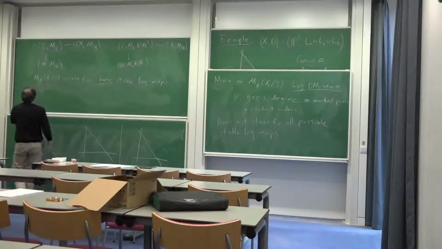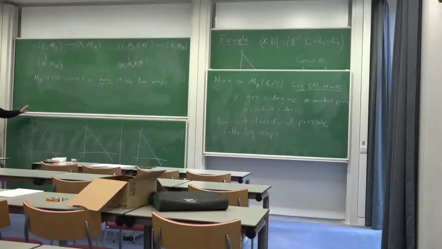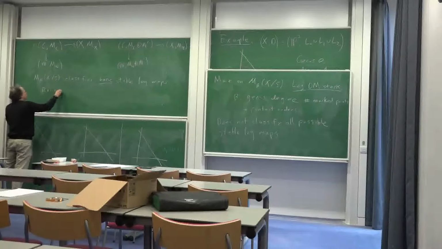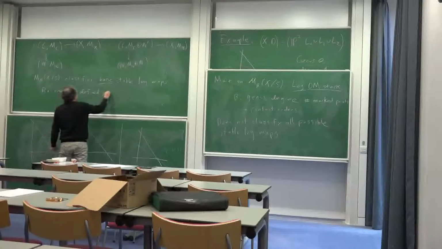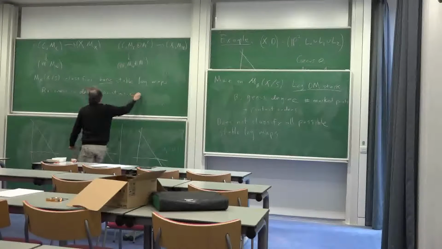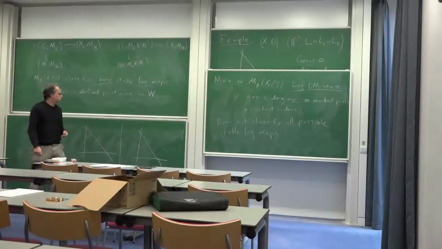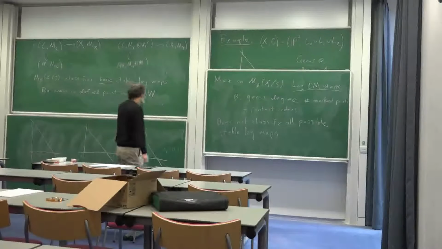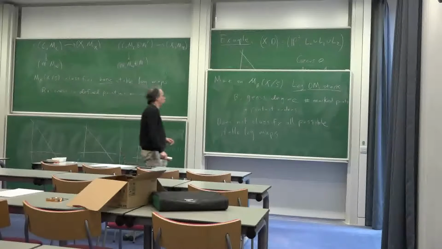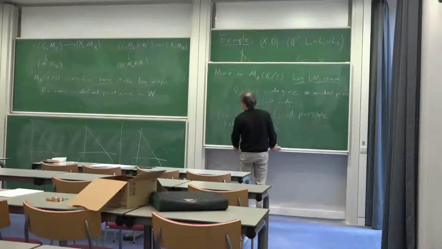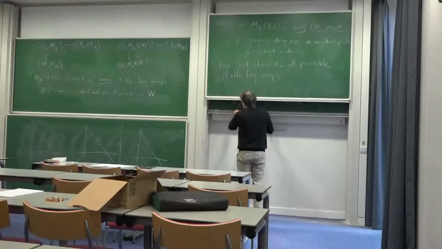So let's fix, I'm going to define, well, almost define, a basic stable log map. So basicness is defined pointwise on the parameterizing space of the family. What I'm going to do is first tell you what basicness means at W, a point.